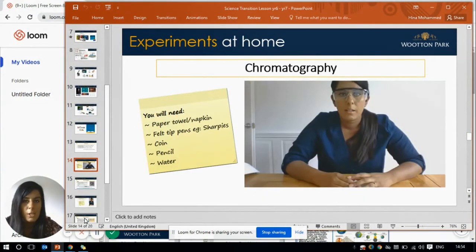So the first experiment you're going to look at is chromatography. The equipment you need is listed here, so you need a paper towel or a napkin, felt tips. You can use Sharpies, but if you haven't got Sharpies, that's fine, you can use any felt tips. You need a coin, a pencil, and water. So I'm going to play the video so you can see how to carry out this experiment.